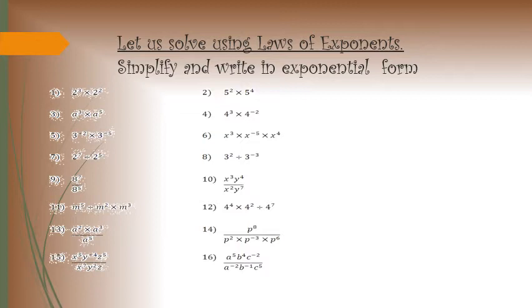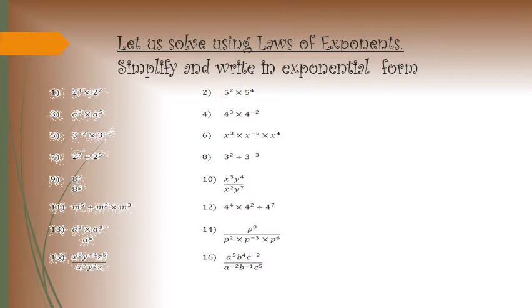Now seventh question, 2 raised to 7 divided by 2 raised to 5. That's equal to 2 raised to 7 minus 5. Here we are applying the second law. When division comes, we have to subtract the exponents. So the answer is 2 raised to 2.